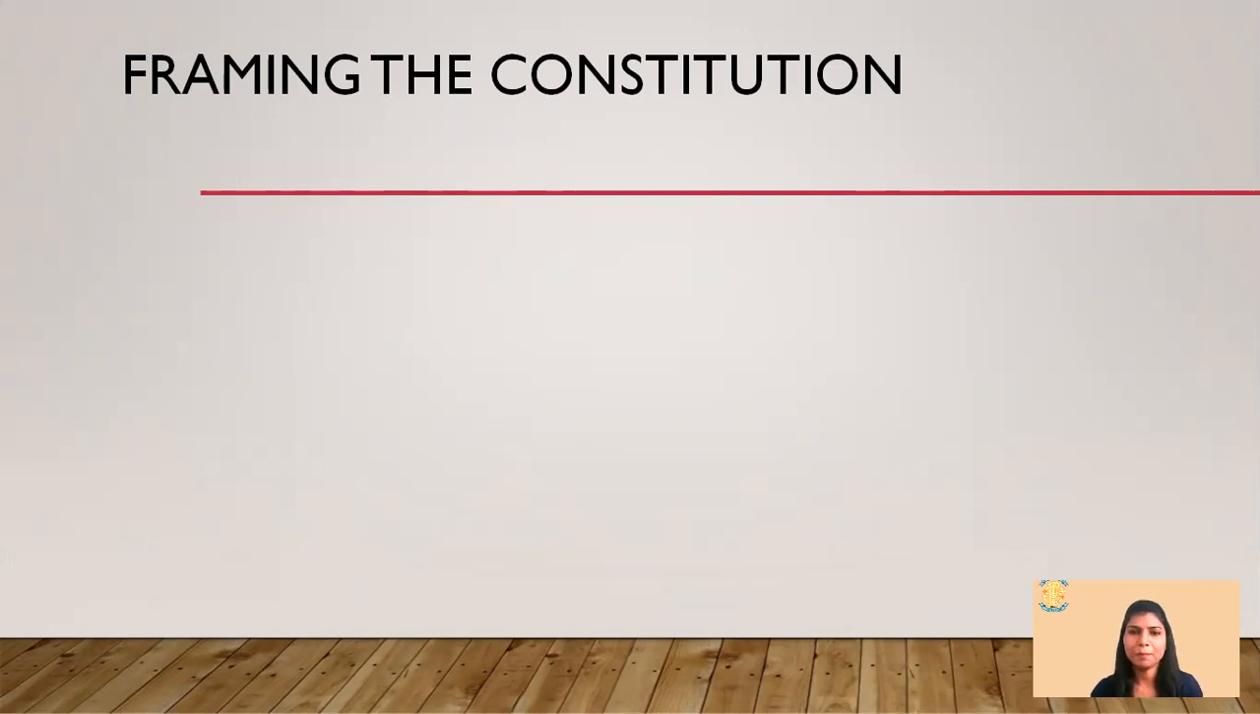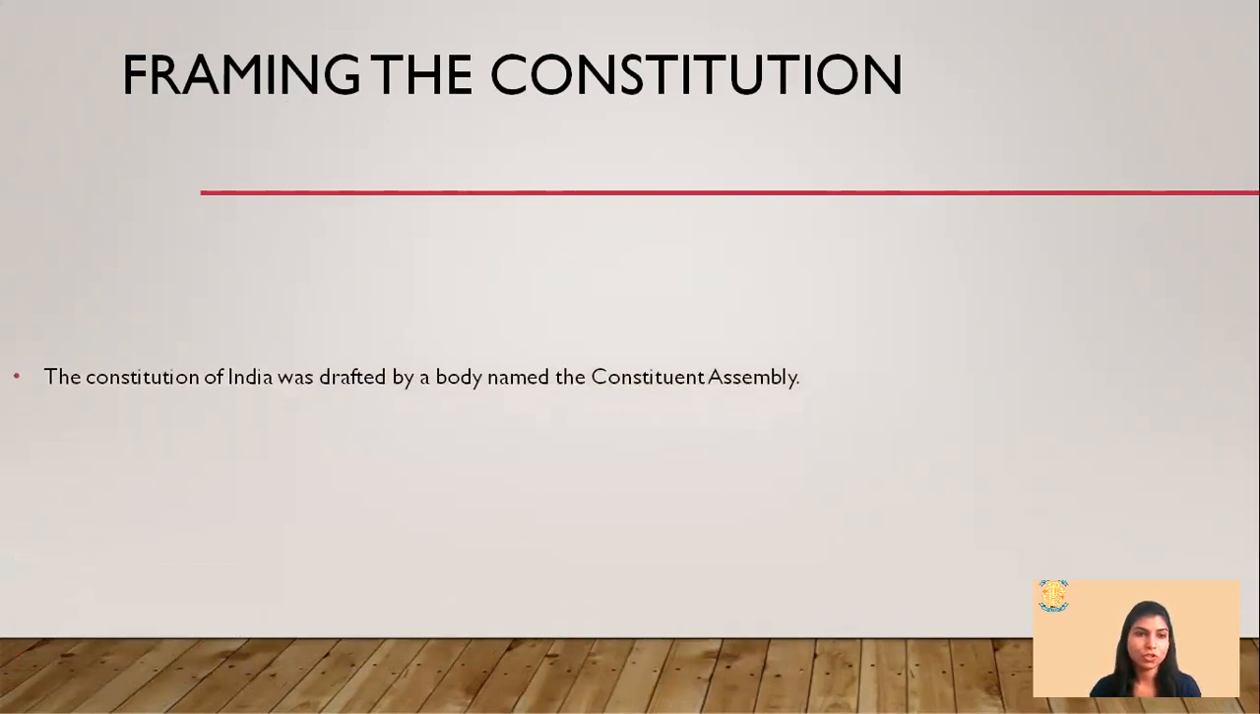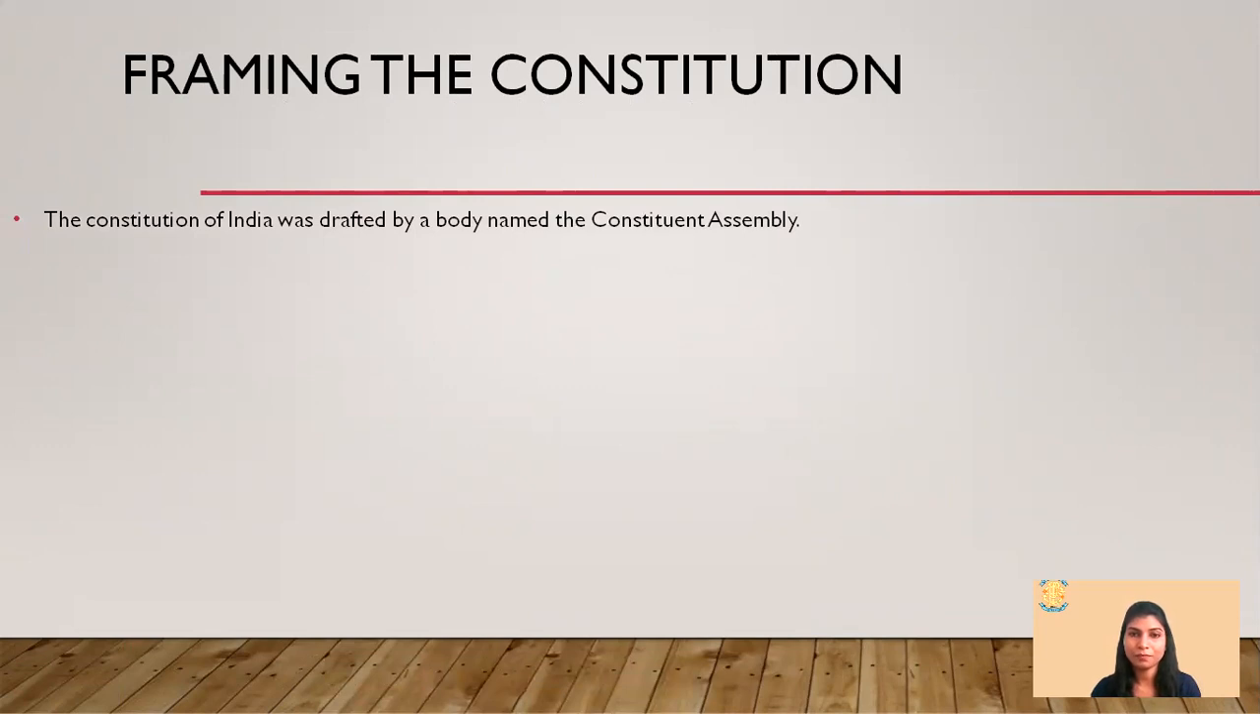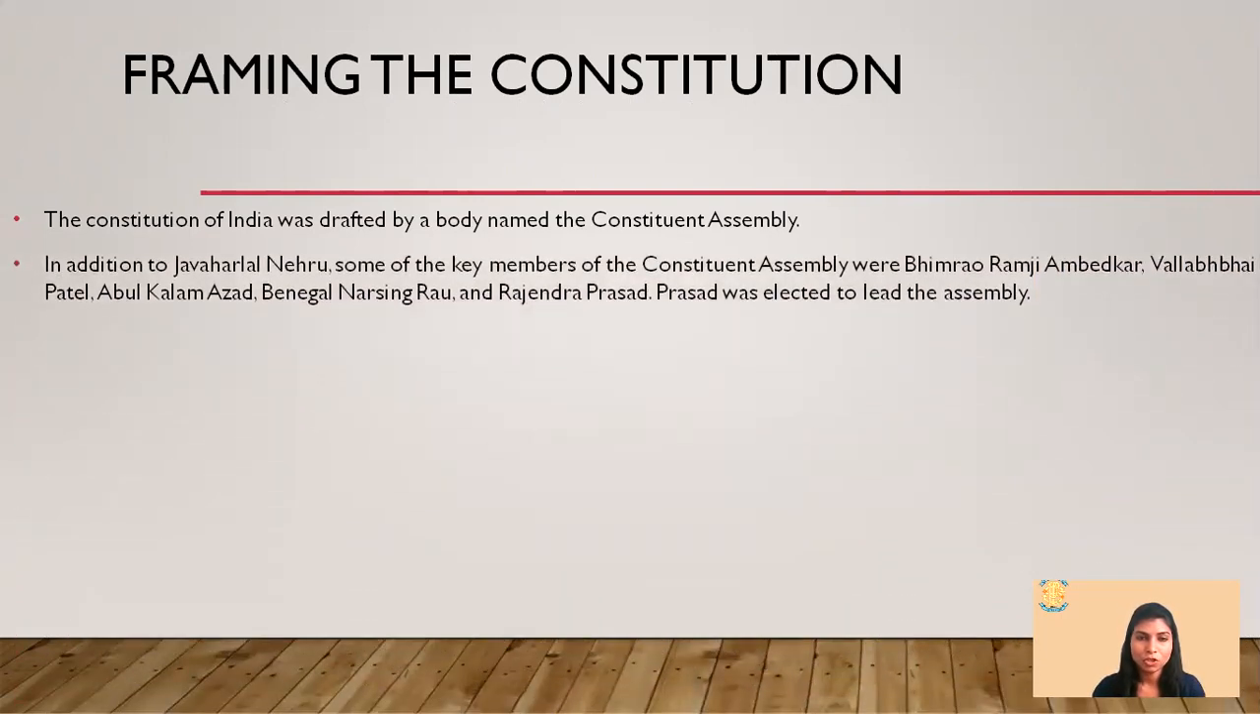Now we'll see a little bit of background. You must have got a basic idea about the constitution. Now we'll see the background of our constitution. The Constitution of India was drafted by a body, meaning an assembly or committee. The name is Constituent Assembly. There were brilliant people in the assembly, like Jawaharlal Nehru, B.R. Ambedkar, Vallabhbhai Patel, Abul Kalam Azad, Rao, Rajendra Prasad. So many brilliant people were there. I'll just mention some of the committees and their representatives. Rajendra Prasad was leading the Constituent Assembly.